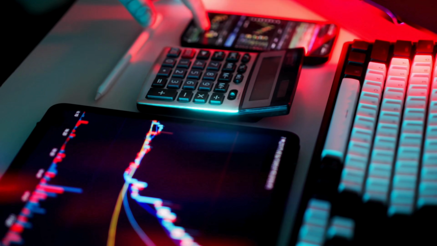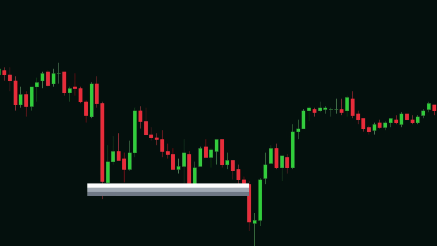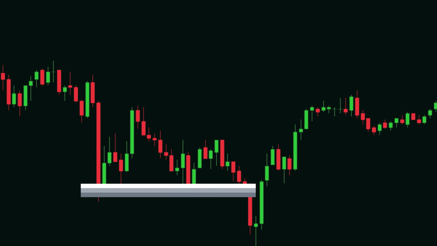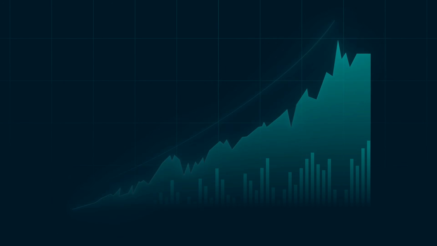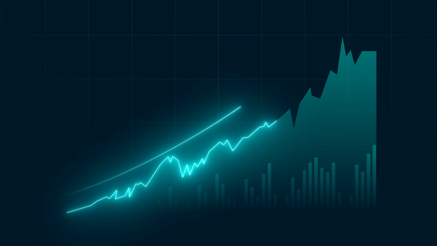You know what flipped my trading from random wins to consistent confidence? I stopped treating support and resistance as static horizontal lines. Instead, I started seeing them like rivers, flowing with the market. That's when everything changed. Because the market doesn't move in a straight line. It flows, it bends, it breathes.